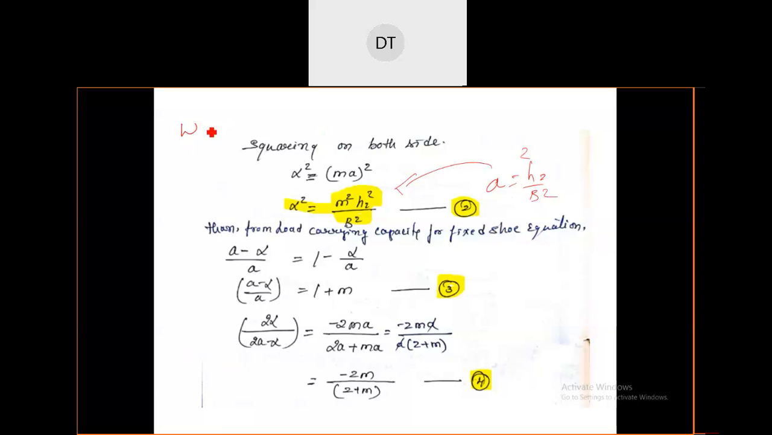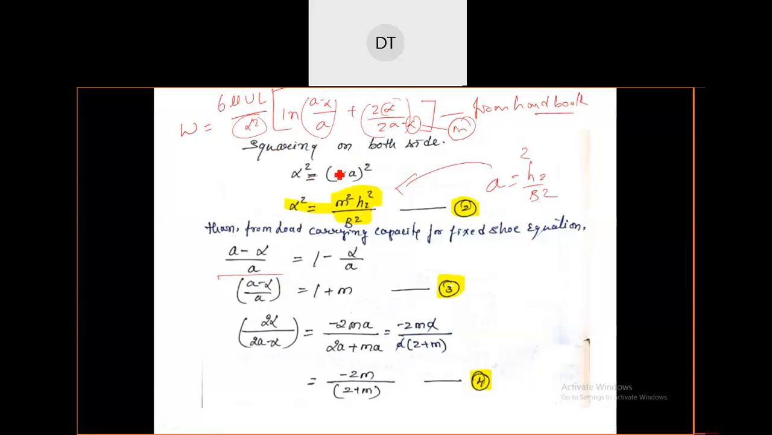That is, W is equal to 6 mu U L by alpha square into ln of A minus alpha by A plus 2 alpha by 2A minus alpha. This is the equation from the handbook. So in this equation, if you replace alpha by m, then it becomes an equation for pivoted shoes. For that, we have to replace this term as well as this term. Alpha square we already got, so wherever alpha square is there, I just place m square h2 square by B. But here A minus alpha by A is there. For that, I have to simplify and substitute in terms of m.